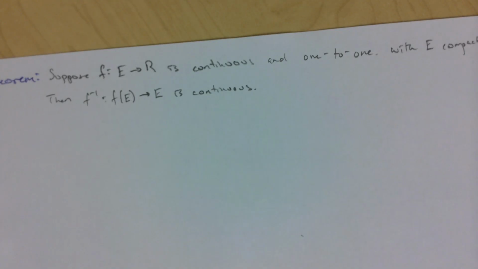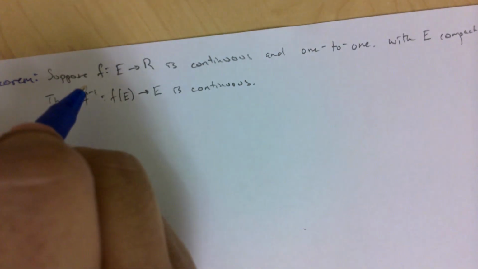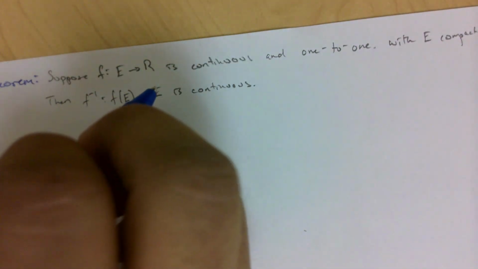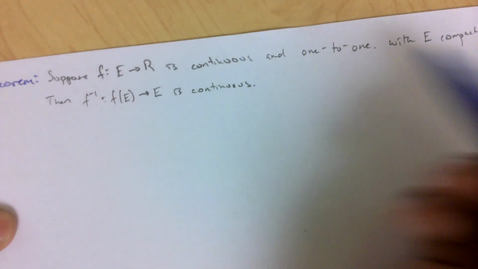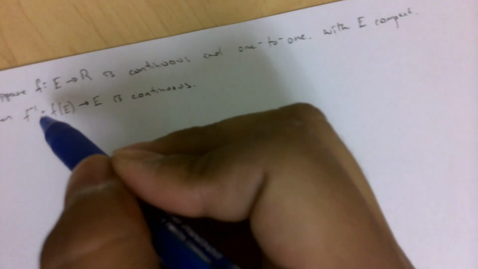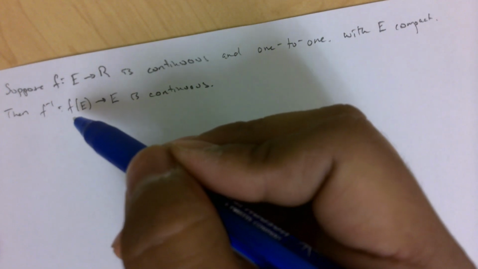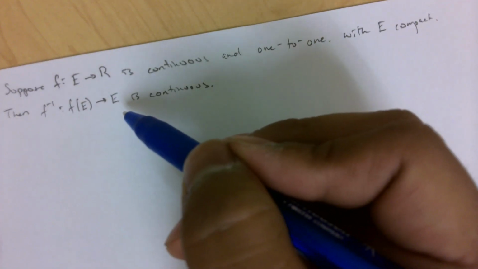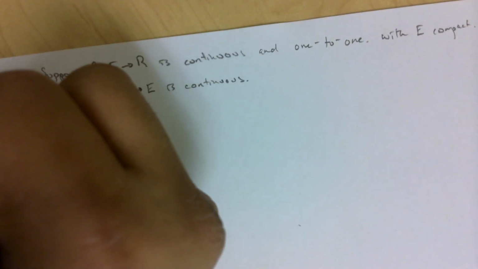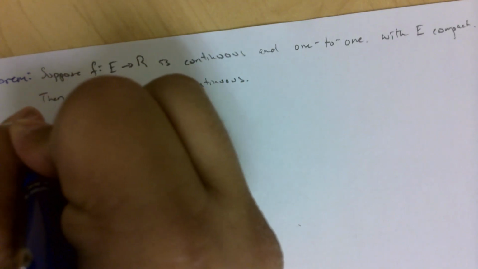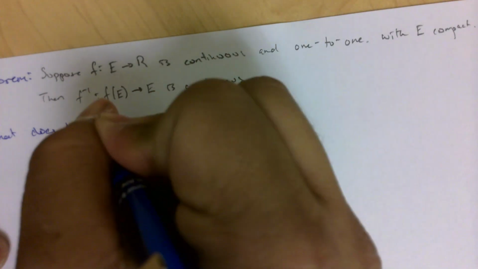And the theorem I decided to prove states the following. Suppose a function from E to R is continuous and 1 to 1 with E compact, then it must be true that its inverse from f of E to E is continuous. So what does this mean?